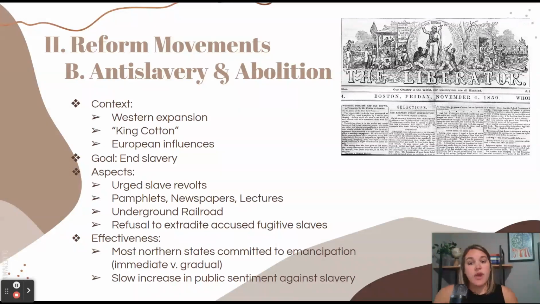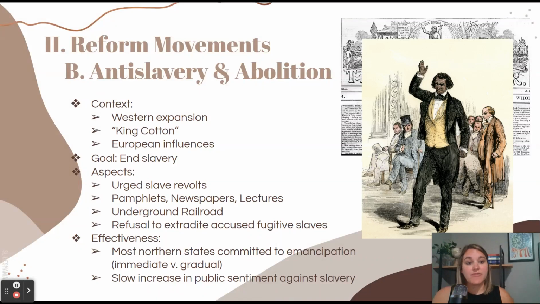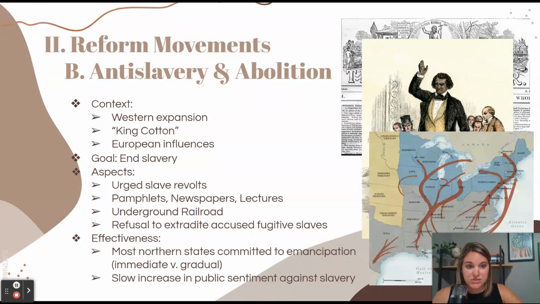And there's going to be a variety of ways this happens, sometimes by urging slave revolts, issuing pamphlets, newspapers, and lectures. This is The Liberator, an abolitionist newspaper. There was another one called The North Star by Frederick Douglass. Lots of major speeches by people like Frederick Douglass, Sojourner Truth, and Harriet Tubman. So many abolitionists at this time were growing in prominence and getting their voices heard through lectures and speeches.